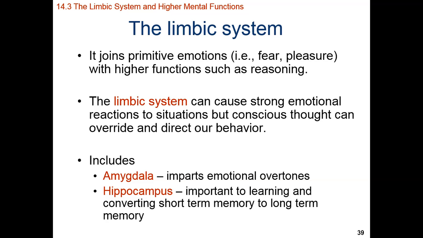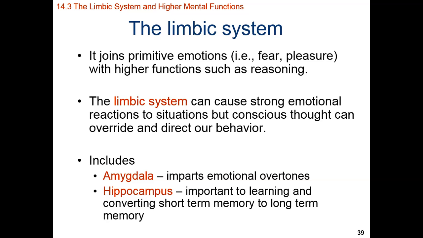Also in our brain, as part of our central nervous system, we have the limbic system. This limbic system is going to aid us with our primitive emotions. Fear and pleasure centers are all associated with the limbic system and will influence our higher thought or reasoning functions.